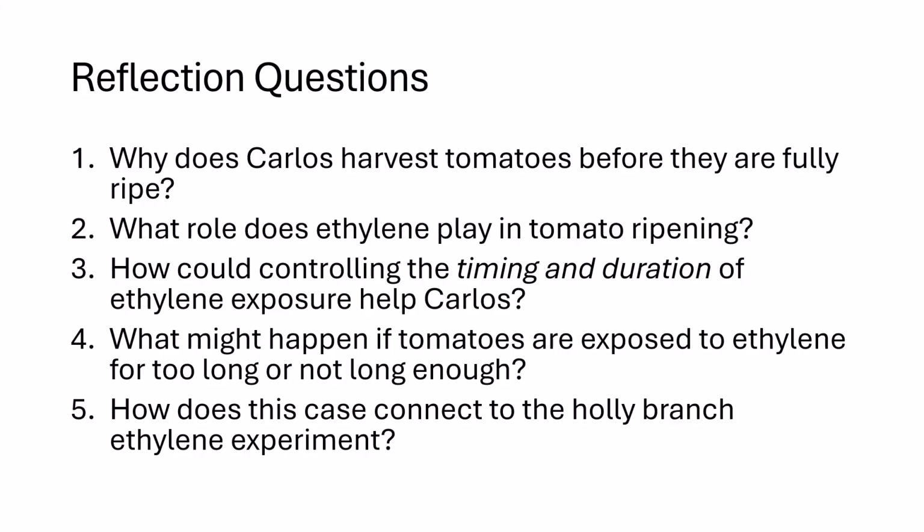Third, how could controlling the timing and duration of ethylene exposure help Carlos? For question 3, focus on timing and control. Adjusting when and how long ethylene is applied could fix the problem. Fourth, what might happen if tomatoes are exposed to ethylene for too long or not long enough? For question 4, think in terms of too fast versus too slow development and what that means for fruit quality.